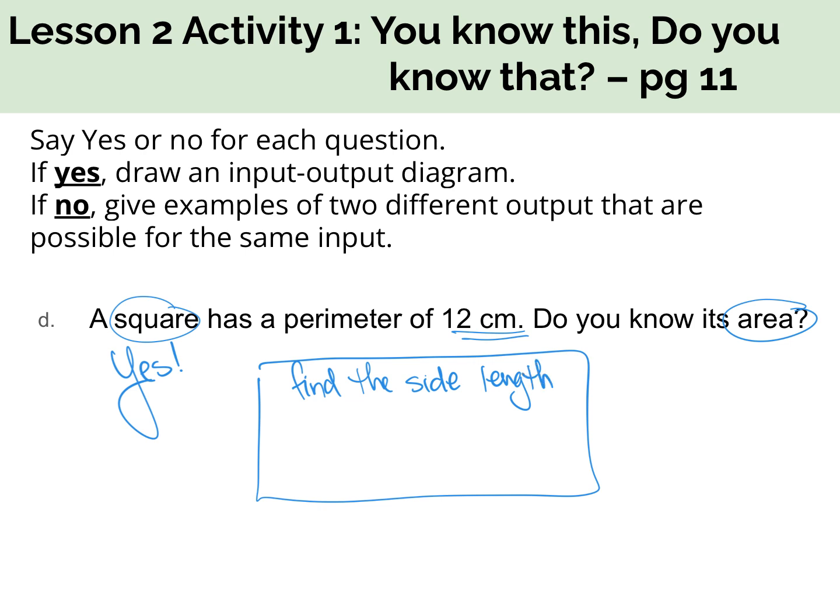Of the square, and then square it or multiply it by itself. Square the side length. Do it that way. So this is how we figure out if I have my perimeter. If I know the perimeter, can I figure out the area?